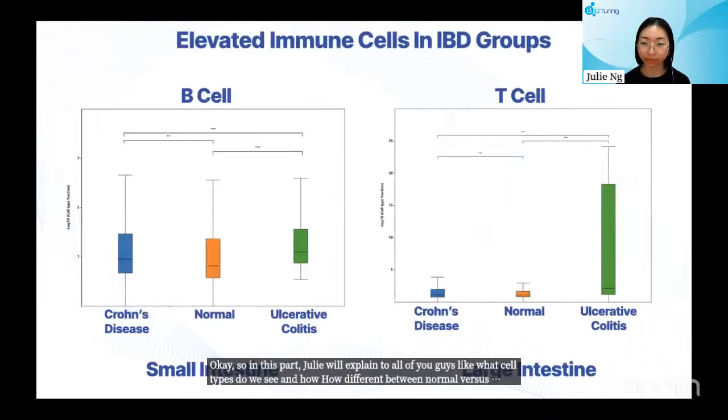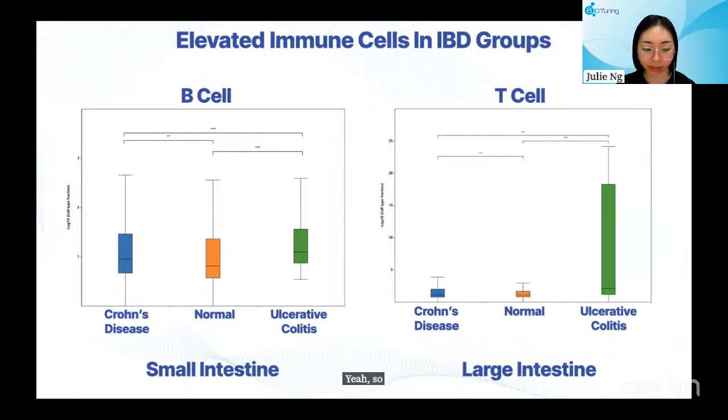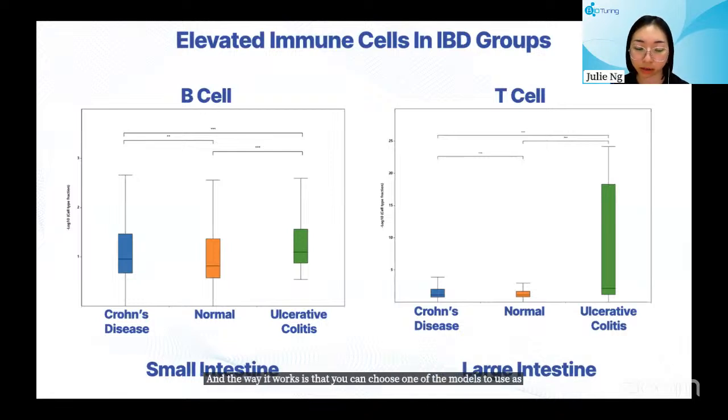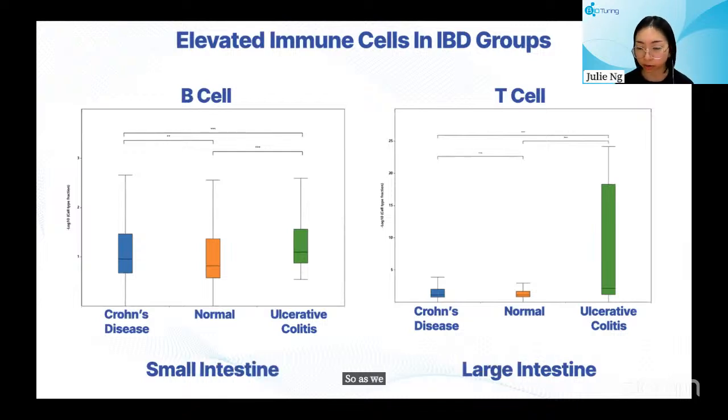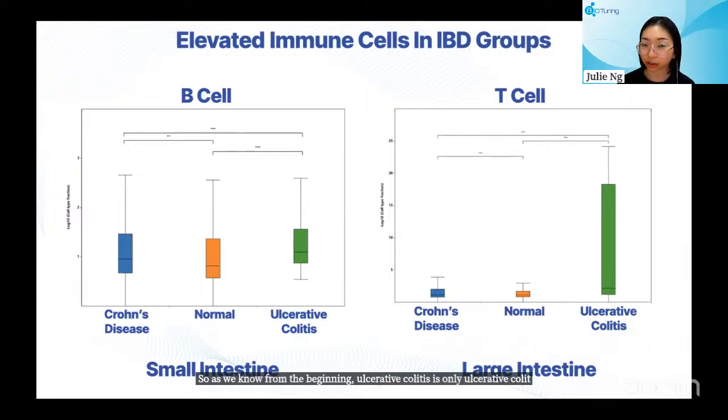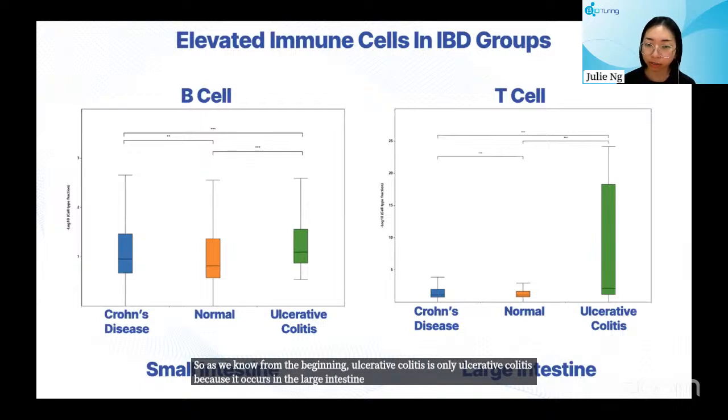Yeah, so cell type deconvolution is the newest feature on SmartBulk. The way it works is that you can choose one of the models to use for the cell type deconvolution, and there are different tissue types available. Here I performed the deconvolution twice, once using the large intestine model and once using the small intestine model. As we know, ulcerative colitis is only ulcerative colitis because it occurs in the large intestine only, whereas Crohn's disease can occur throughout the entire GI tract.